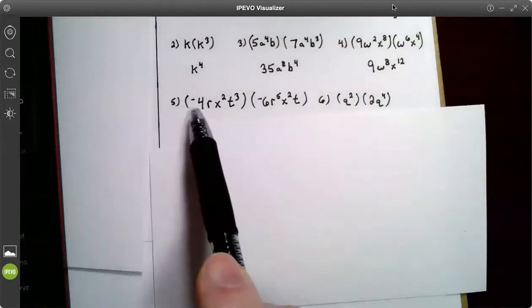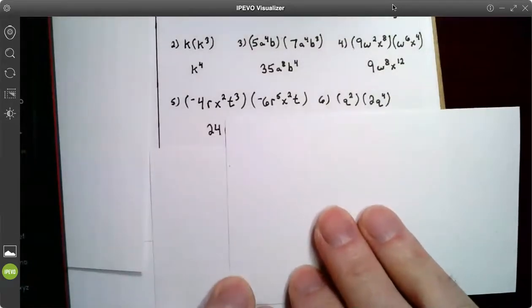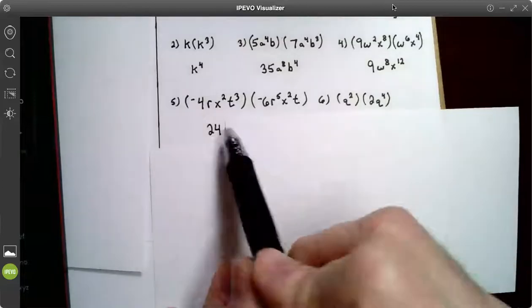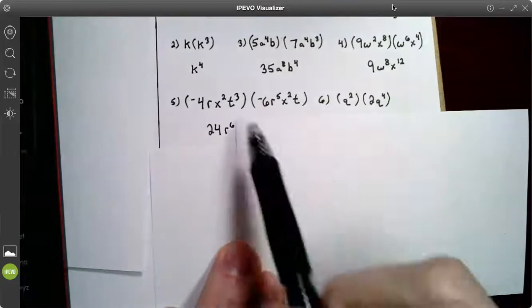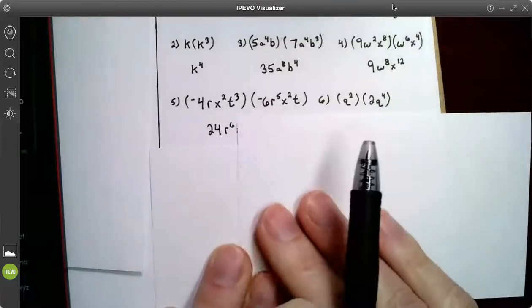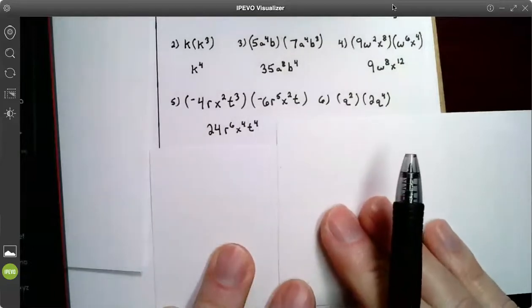On number 5, negative 4 times negative 6 is positive 24. R to the first times r to the fifth, 1 plus 5 is r to the sixth. X squared times x squared is x to the fourth. T cubed times t to the first is t to the fourth.